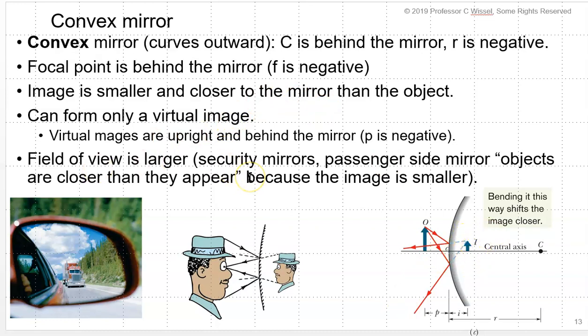The field of view will be larger than it otherwise would be for a plane mirror, and this is why we use these in security mirrors and the passenger side mirror. Objects are closer than they appear. Why is that so? Our brains will say this truck is big. It's a large truck, and we know that it should appear a certain size at a certain distance. If it appears smaller than it should be, our brain says it's further away. So you have to be careful when you use these mirrors. They're good because they allow you to see off to the sides here because their field of view is wide.